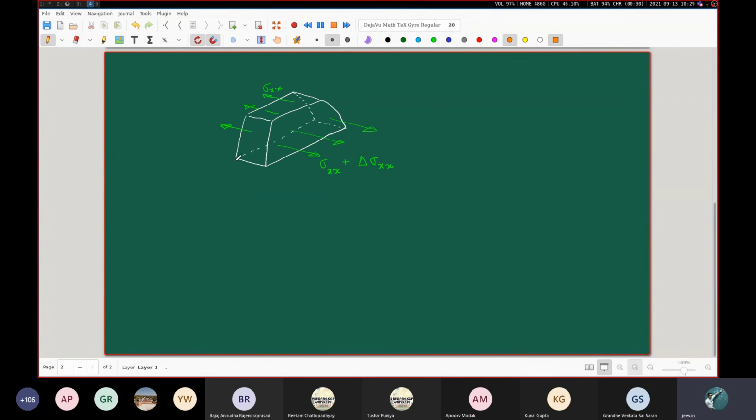Furthermore, you note that the thickness of this piece of the beam that you have taken out is delta x. For even further on, I'll come to that later. For now, you just think that this is sigma xx plus delta sigma xx, and on the back surface, it is sigma xx. And I want to do a force balance. You also note that this piece that I have taken out.